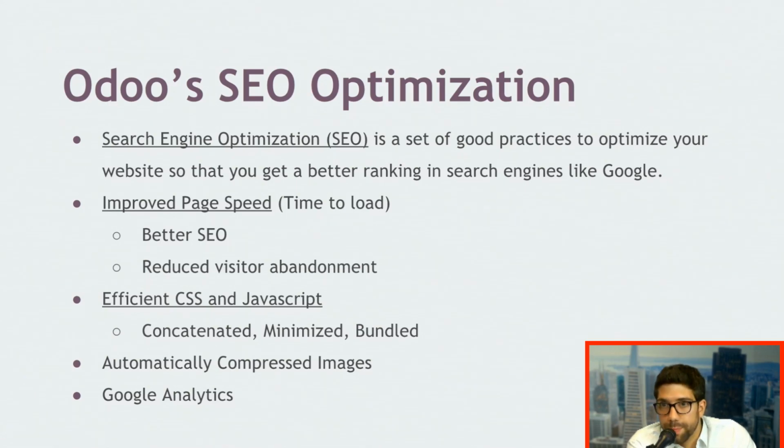Number one, improved page speed. This is going to go for your Odoo backend as well as your Odoo front page. We have better SEO rankings and, of course, less visitor abandonment, as you see here. But that's based on some technical changes that Odoo's done. We have efficient CSS and JavaScript. That means minimizing bundled information that is not needed at the moment, so it loads quickly, and compressed images, and, of course, the analytics behind your website. These features will keep your Odoo website at the top.